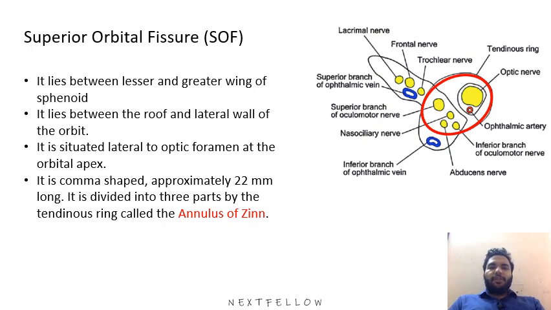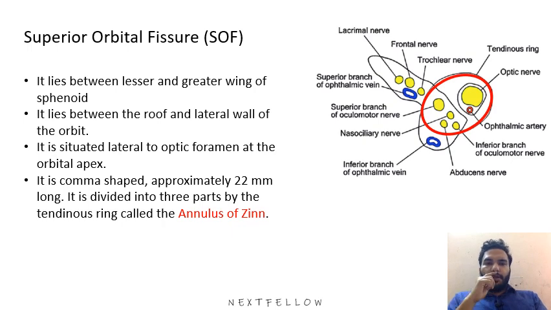Inside the annulus of Zinn, there are two divisions of the oculomotor nerve, the abducent nerve, and then the nasociliary nerve. The last part of the ophthalmic nerve, which is LFN: lacrimal, frontal and nasociliary, that nasociliary comes here. Then you will have the third nerve and then the sixth nerve. Then below the annulus of Zinn is the inferior ophthalmic vein. This is very important, which you should know.